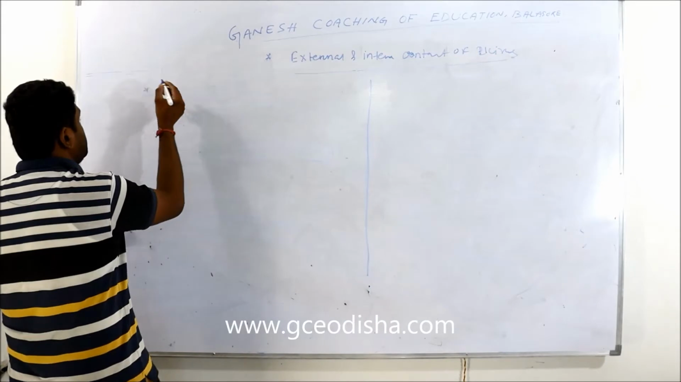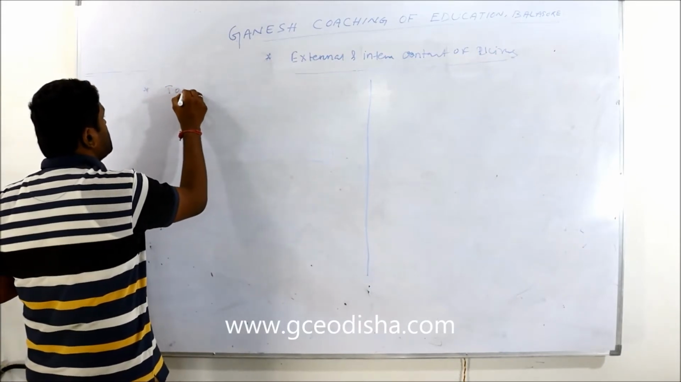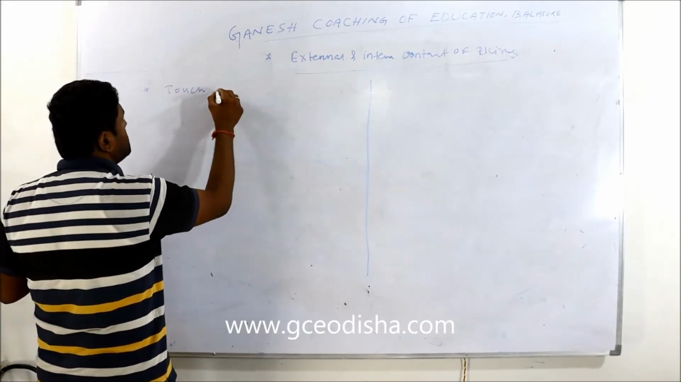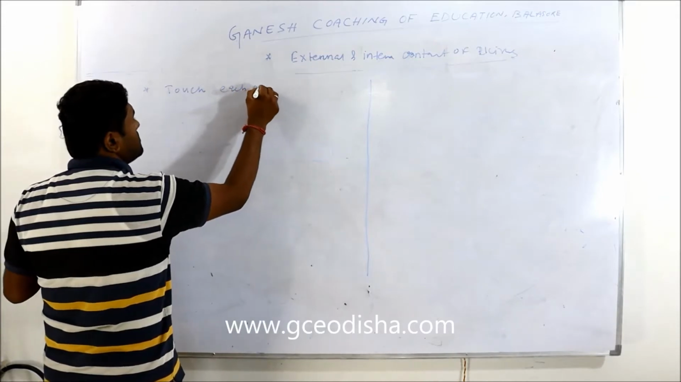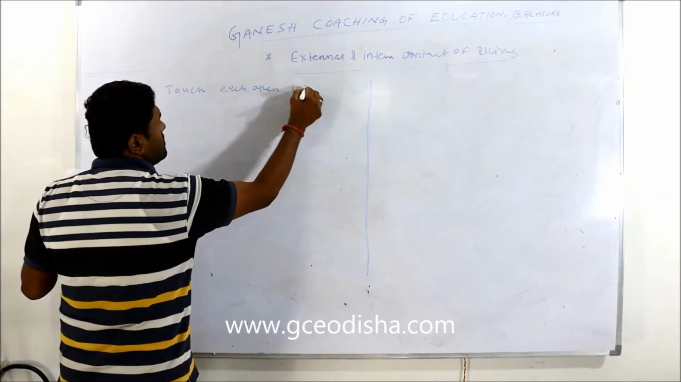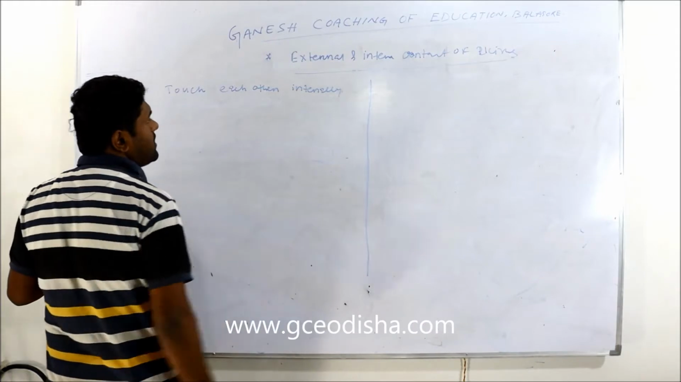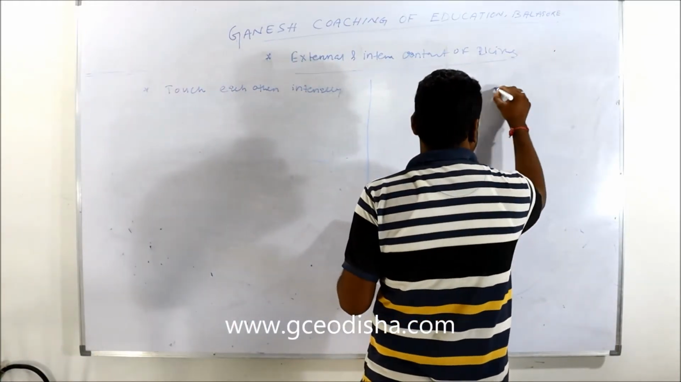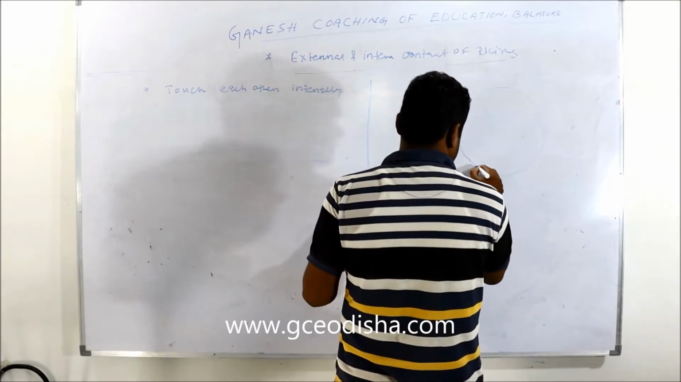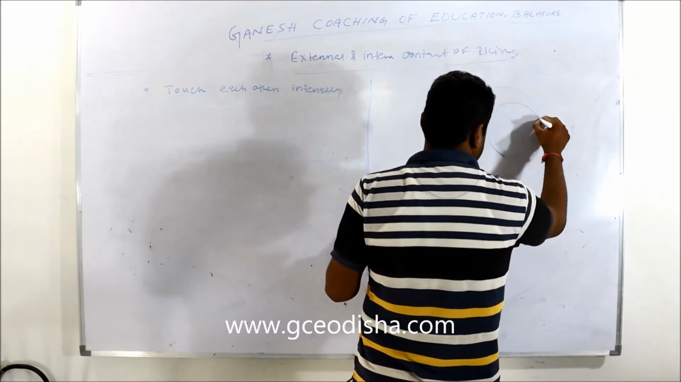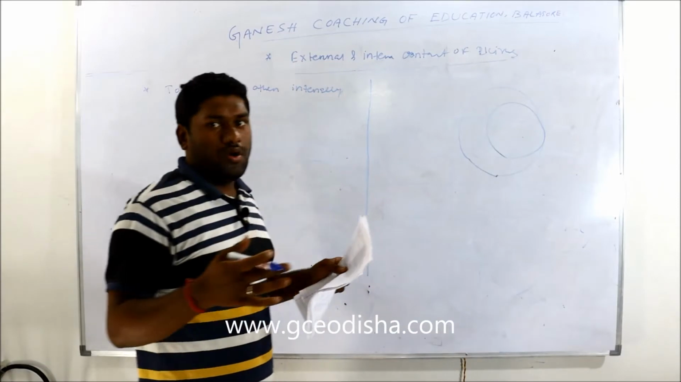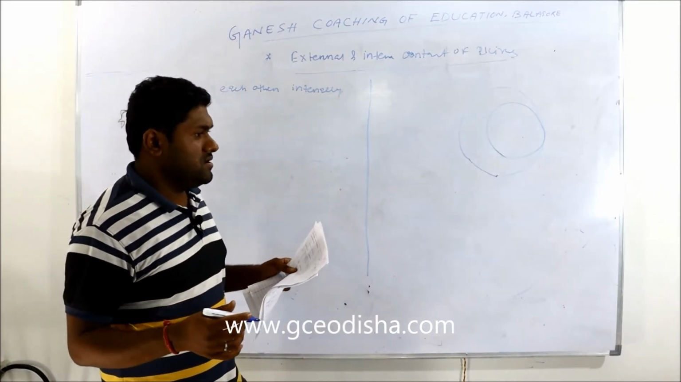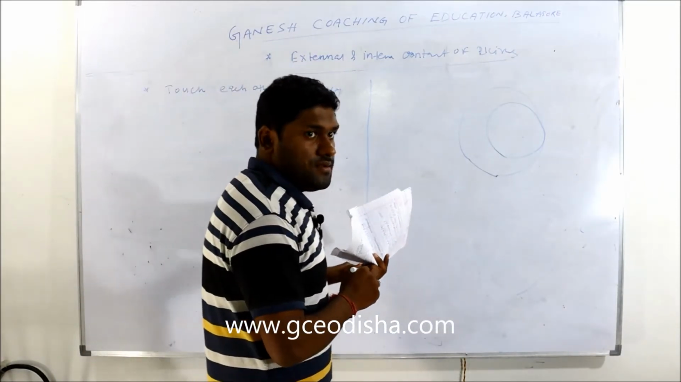Like condition 3, two circles will touch each other internally, right? What do you mean by that? When two circles, like one circle is that and another circle is like that, they touch each other internally.